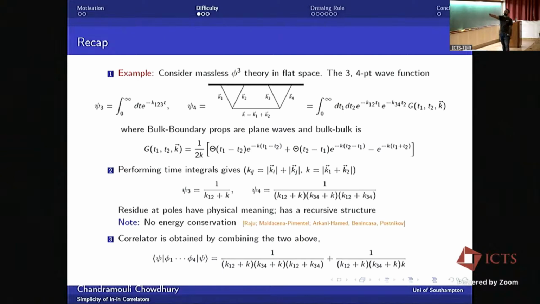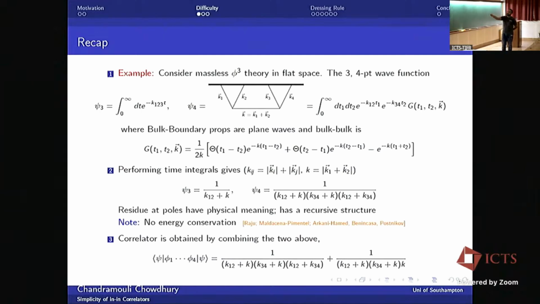So that's this object. And the 4-point function has a diagram like this, where apart from these plane waves, you also have an object which is known as the bulk-to-bulk propagator, which almost looks like your standard Feynman propagator, except for a term which is necessary for your boundary conditions. And here you can perform the time integrals fairly easily, and you just get the following expressions. As you can see, they have poles. These are some functions of momentum defined here. And the residues at these poles have physical meanings, which I'm not going to discuss now.